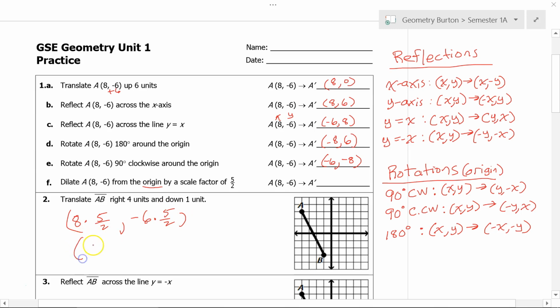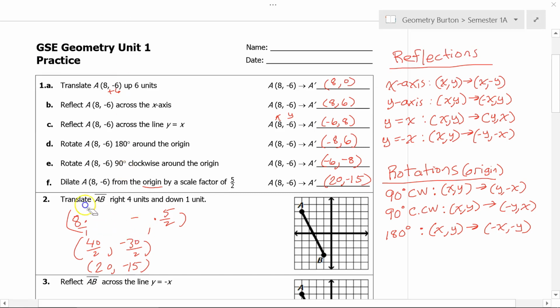Alright, but this is just going to give me 40 over 2, because it's like 8 over 1, and 8 times 5 is 40. And this is going to give me negative 30 over 2. And that's just going to be 20 and negative 15. Alright, I'm just dividing each of these by 2. So that should be the answer. It should be 20, comma, negative 15.